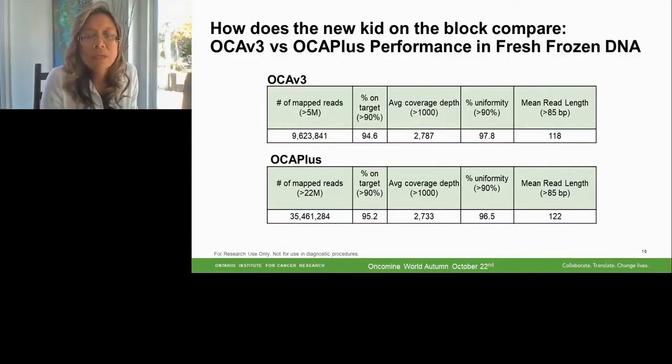Not too long ago, probably about 10 months ago, Thermo Fisher released its newest kit on the block, which is the OCAplus assay. Once again, we wanted to look at the performance against its predecessor, OCAv3. Here we have the same fresh frozen samples run by OCAv3, compared to those run on the OCAplus assay. In our hands, we are achieving the minimal requirements for the cutoffs for the different QCs for both assays, with comparable results between the two.